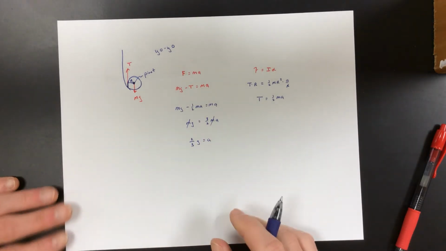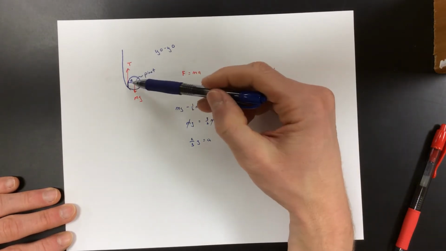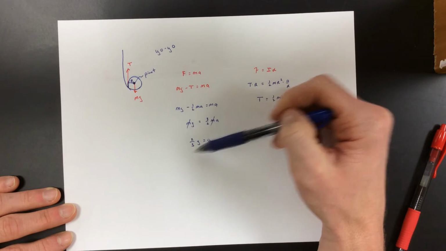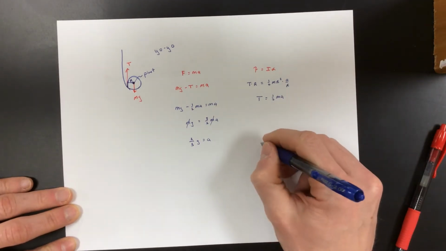And again, maybe you would have guessed 2/3, maybe 4/5, maybe a half, but certainly the yo-yo, when it unwinds, isn't going to accelerate at g. It's going to be something smaller than g, and 2/3 makes sense. We can look at this from an energy perspective.